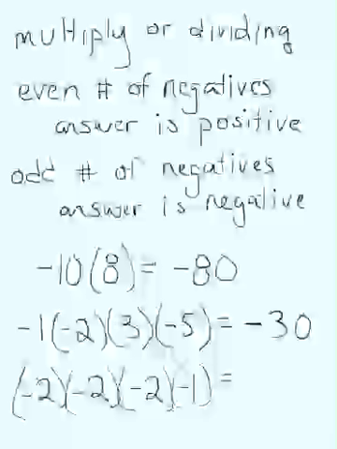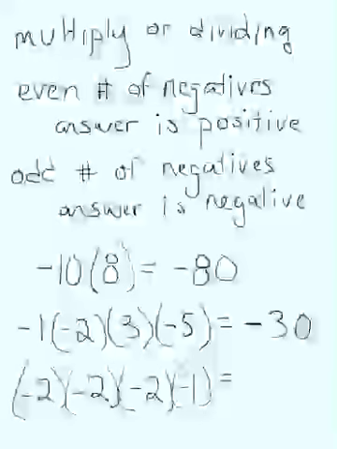Negative 2 times negative 2 times negative 2 times negative 1. Count the number of negatives. How many are there? 4. Is 4 an odd or an even number? Even. Therefore, our answer will be positive. You don't have to write the plus sign in front of it for positive numbers. You can if you want. What's 2 times 2? Times 2 is? Times 1. So your answer is 8. Making sense?